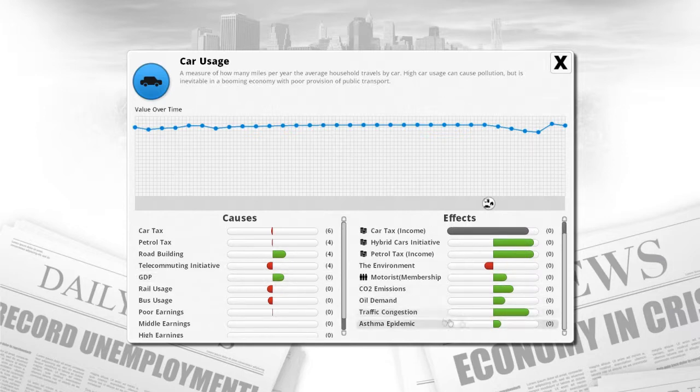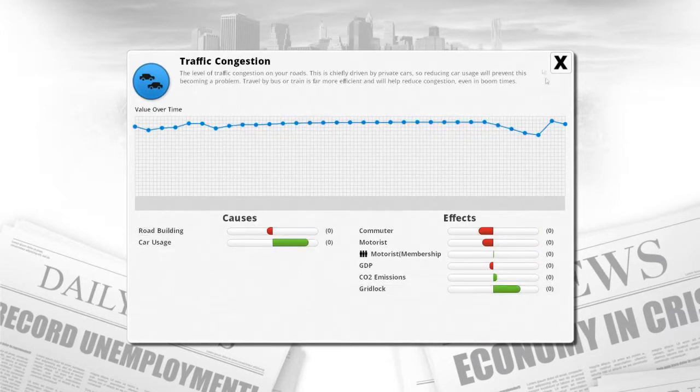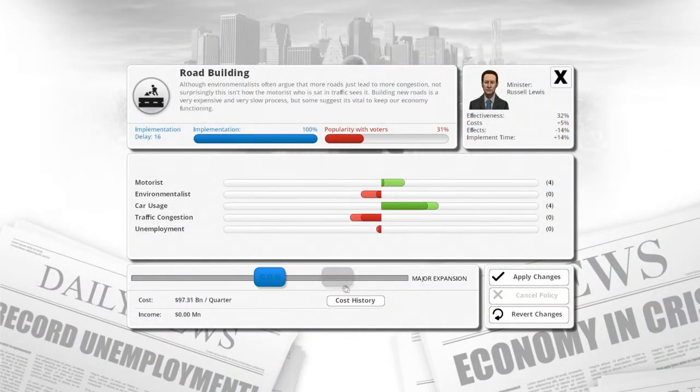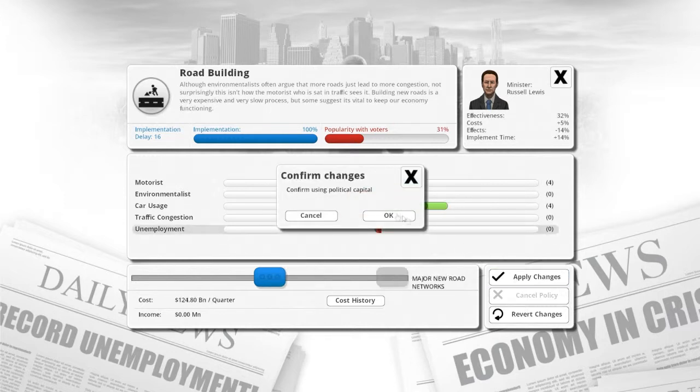Huh. Traffic congestion. So why don't we increase road building? I think this stuff is pretty accurate. Environmentalists don't like you. Major new road networks. Car usage would go up, but traffic congestion would go down. Unemployment go down a little bit. How much? Yeah, we can afford this.